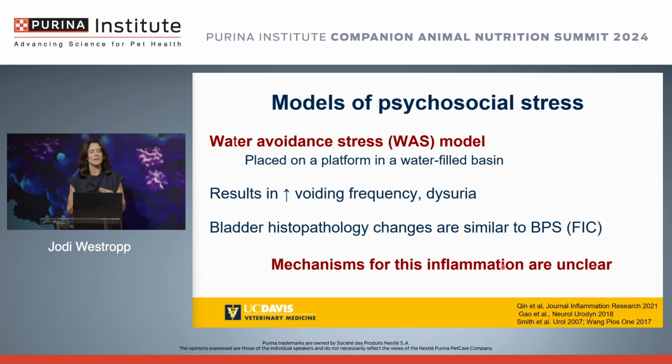And looking at one of the models that they use, what's called a water avoidance stress model. And these are little rats. They can swim, but what they do is they just put them on a little platform with water around them for a short period of time. That alone is enough to induce some of those rats to have increased voiding frequency and dysuria. And what's really interesting is the histopath can be really, really similar to humans with BPS. And because that's also similar to cats, I extrapolate it's very similar to cats with FIC. The mechanisms for this inflammation, though, are not clear.